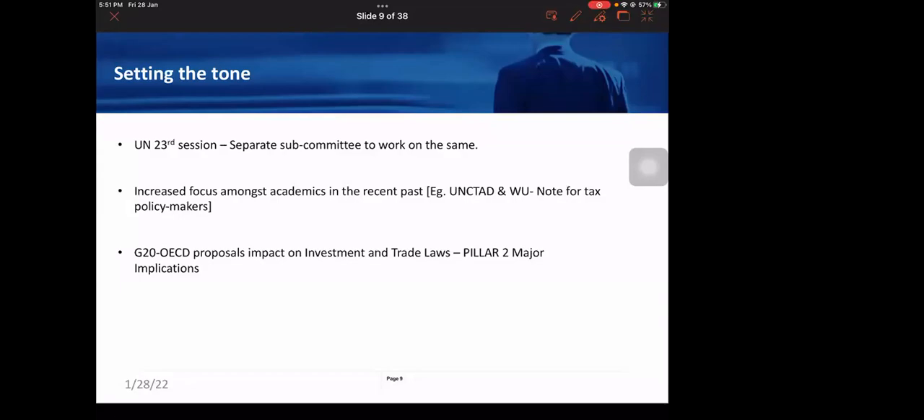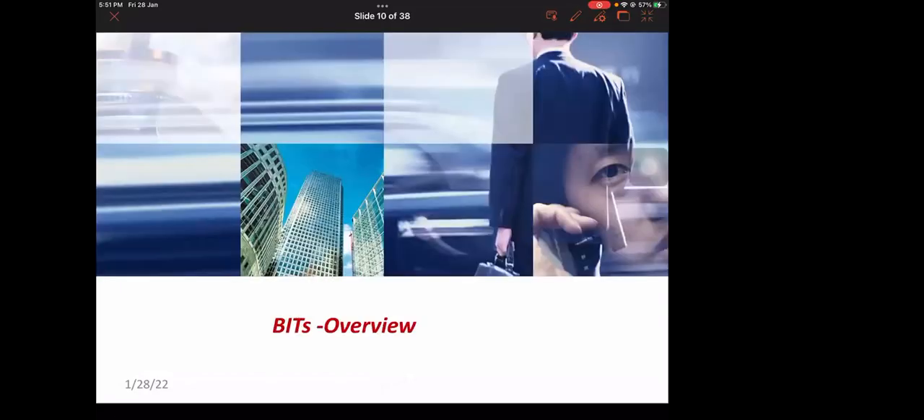So having set the tone as to why this is relevant, not necessarily because of the hoopla around Vodafone and Cairn, but also in light of the Pillar 1, Pillar 2 developments, and the fact that a lot of harmonization has already happened between tax and trade, between trade and investment, and tax has been left out. So that's the last puzzle. So we're going to see a significant interplay between these three important aspects.